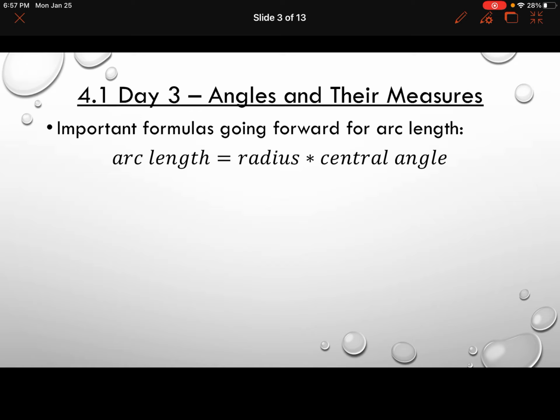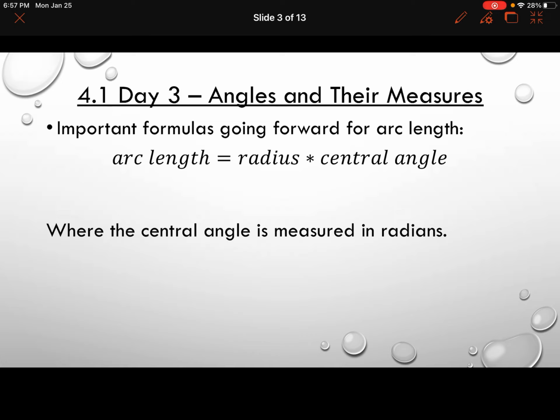And don't forget the one minor detail that is important when using this formula: you have to make sure that your central angle is measured in radians. If your central angle is not measured in radians, then you have to convert that angle from degrees to radians, which is actually one thing we will be discussing today.